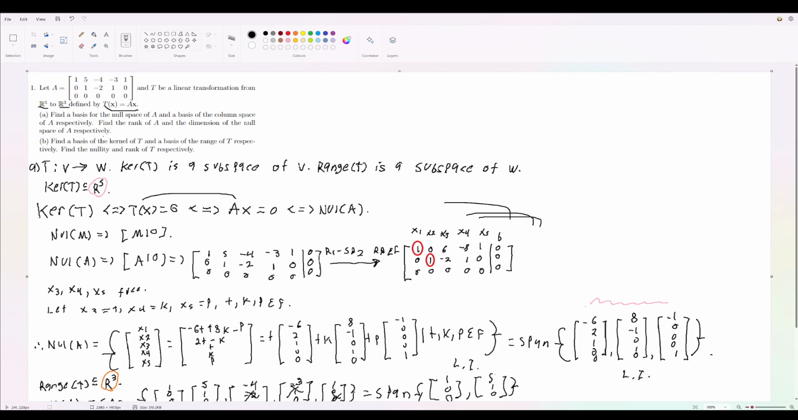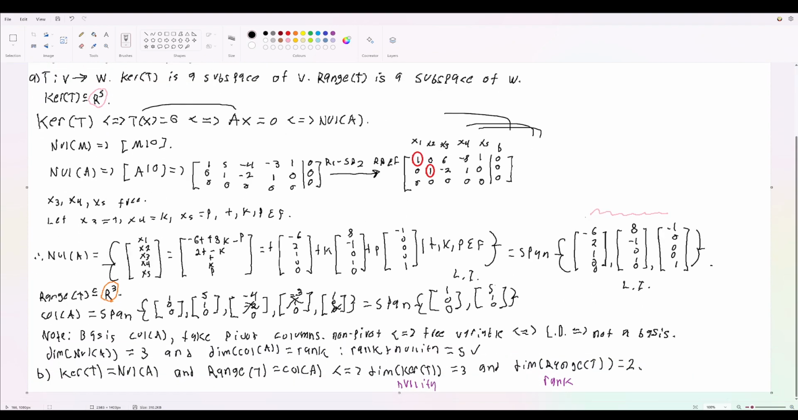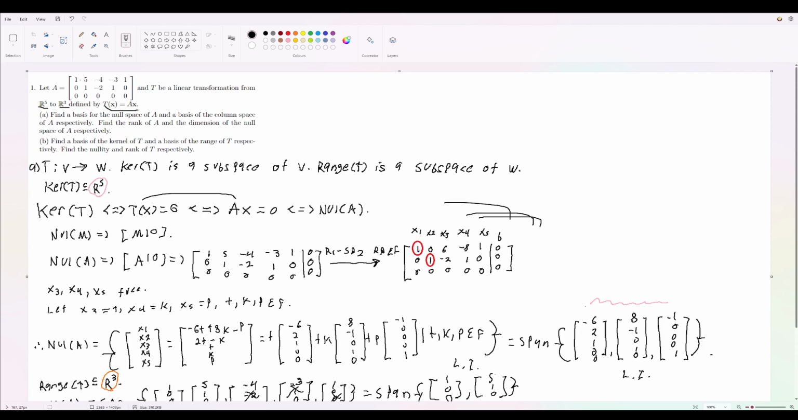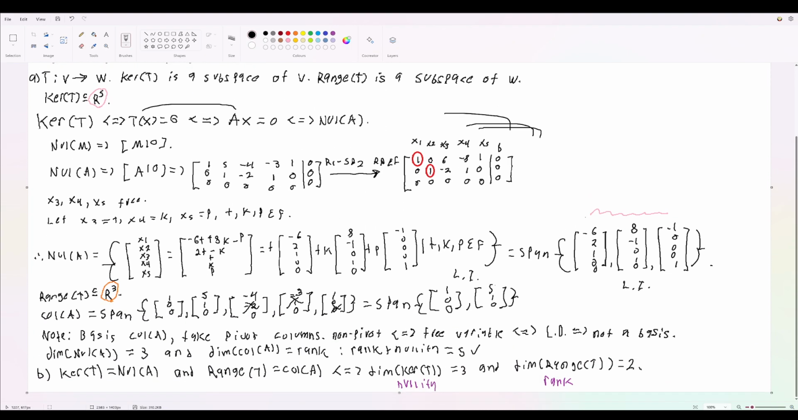Okay, and then what's the next one? A basis of the column space. Right, so we have the range of T is a subspace of R3. So that means the column space of A is equal to the span. We just take the columns of our A. Since it's asking for a basis, what we can do is just note the pivot points for our REF of our null space over here.